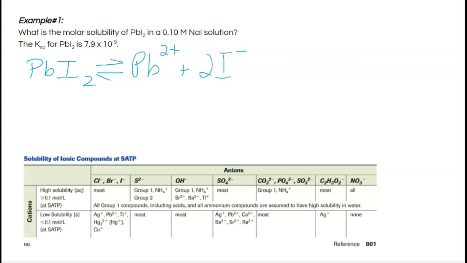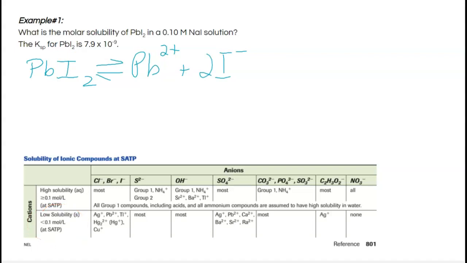That's what's telling me that is the thing that's going to have a KSP associated with it. However, NaI contains sodium, and all group 1 compounds have high solubility in water. So the thing that is highly soluble is not going to be in a position to be in equilibrium. That's going to dissociate to completion because it's highly soluble. So we're not going to be concerned about its KSP. We're going to be concerned about the KSP of this substance with very low solubility.